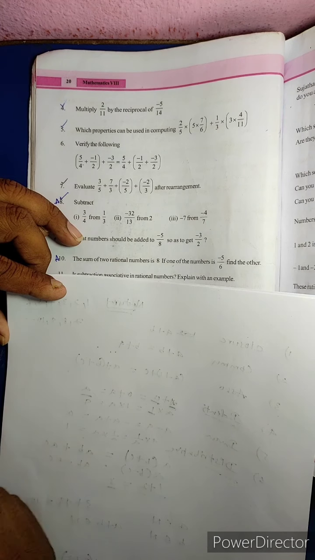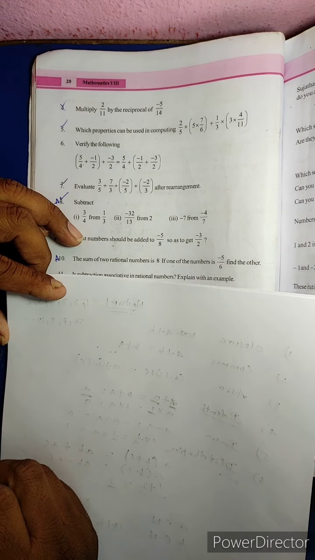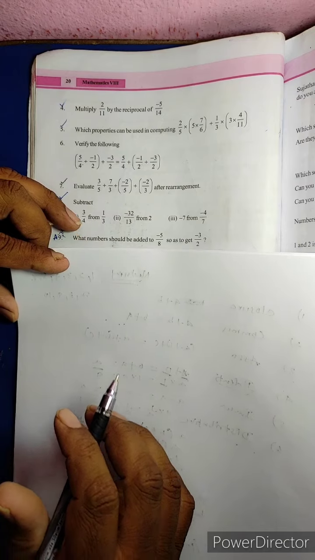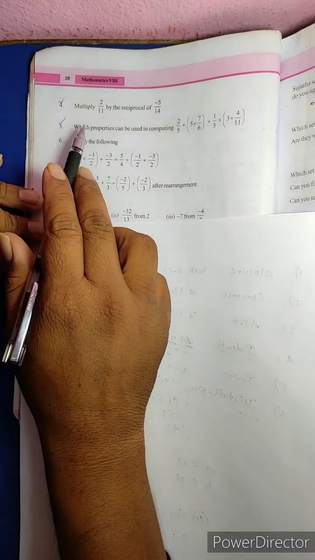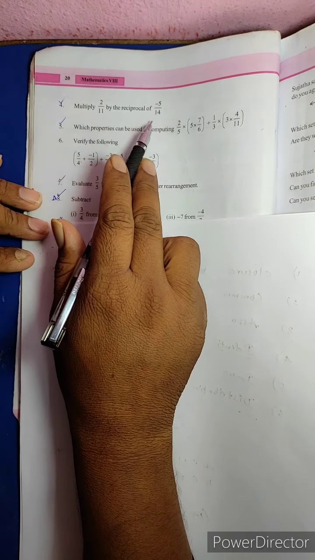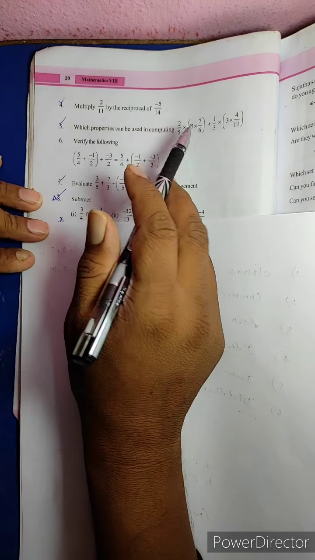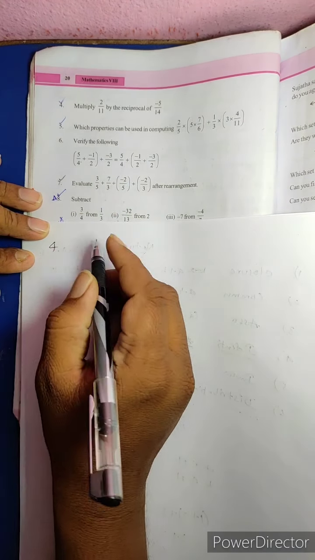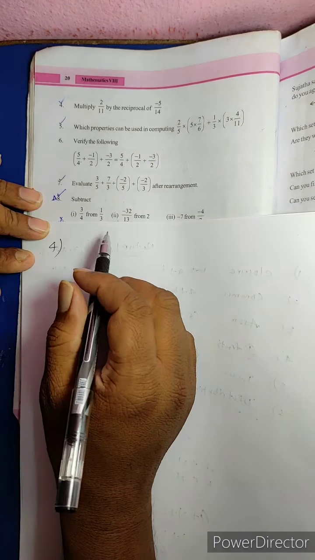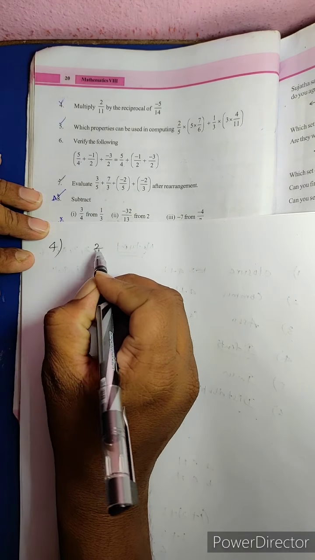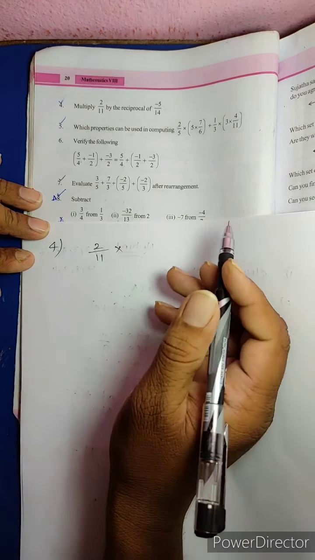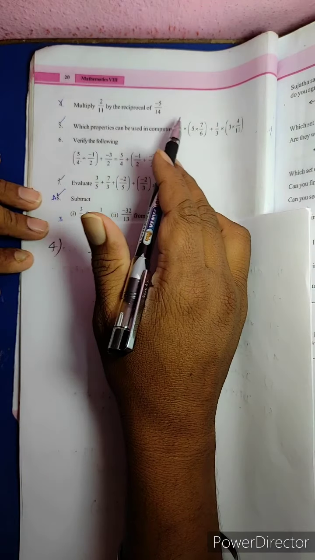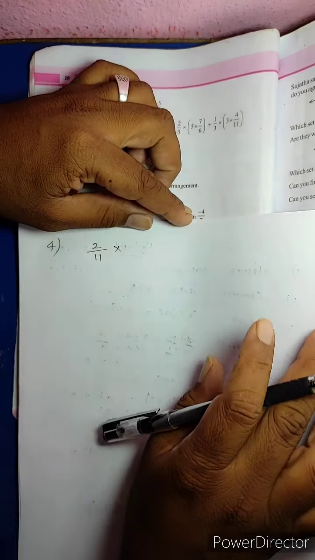Hi everyone, these sums are from the chapter Rational Numbers, exercise 1.1, fourth problem. Multiply 2 by 11 by the reciprocal of minus 5 by 14. There are two rational numbers. Multiply 2 by 11 with which number? The reciprocal of minus 5 by 14.